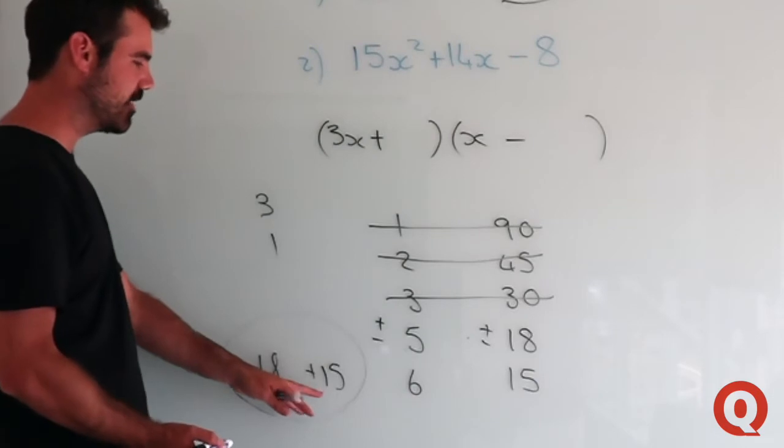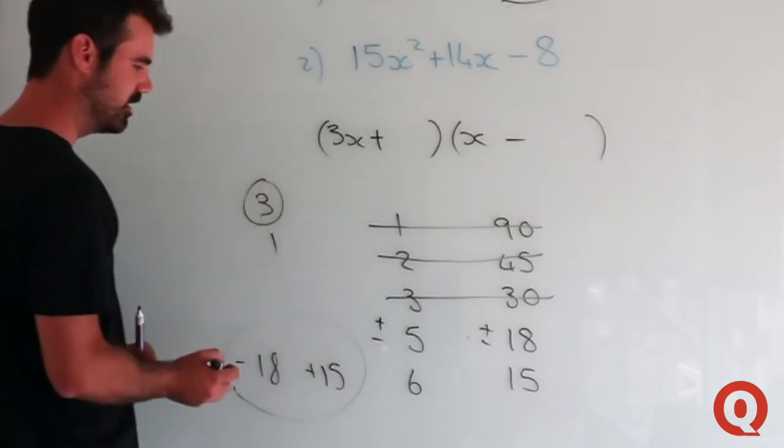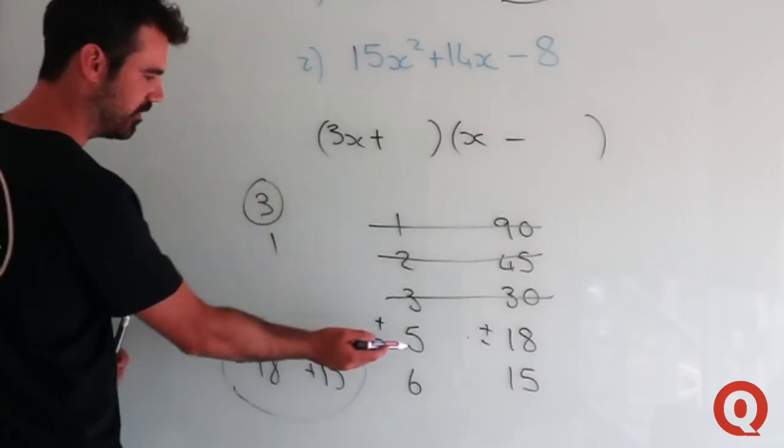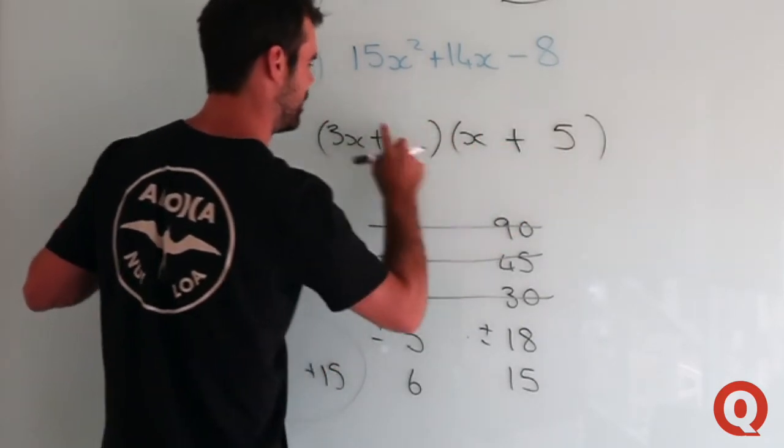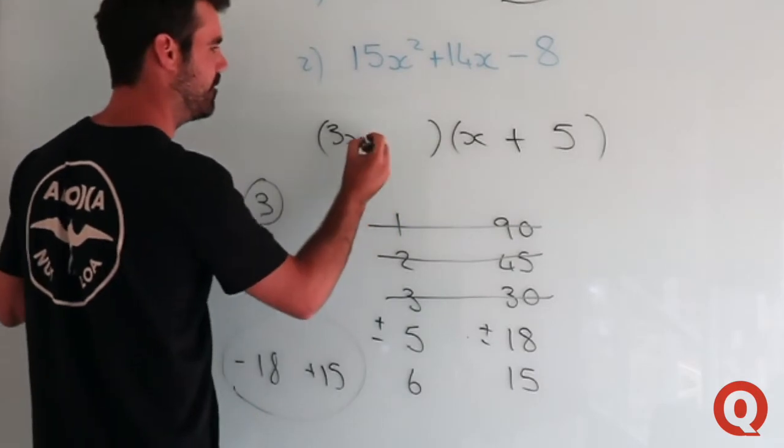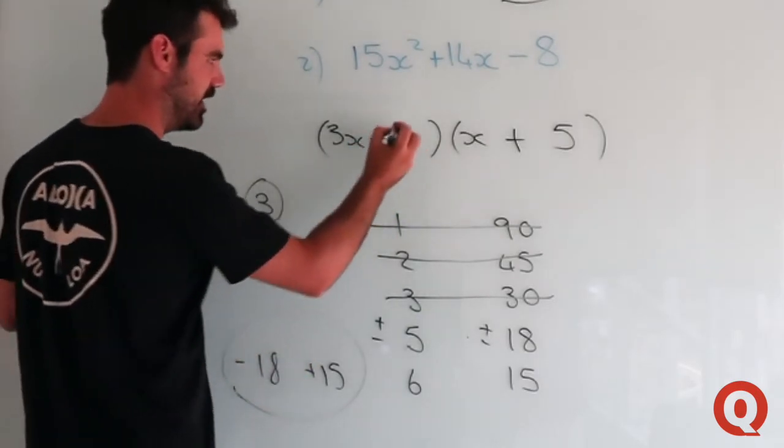But what did we say we times what by? Well, we said 3 times a positive 5. So where is that going to have to go? This is going to be my positive and the 5 is going to be over here. So I'm just going to switch these around quickly. And then this is going to be my negative 18.